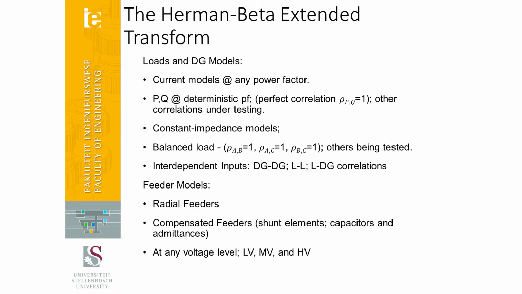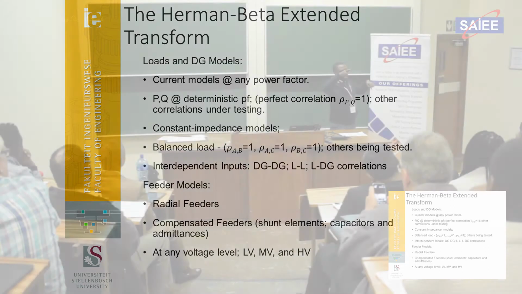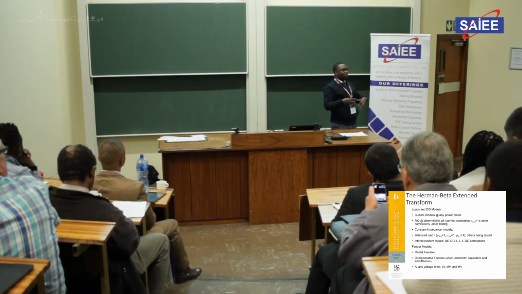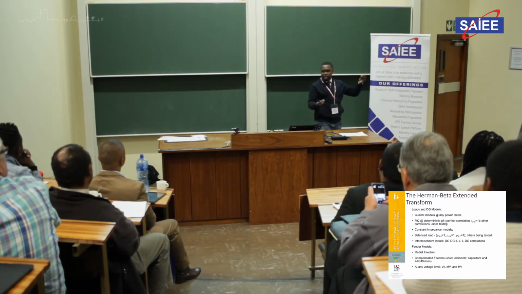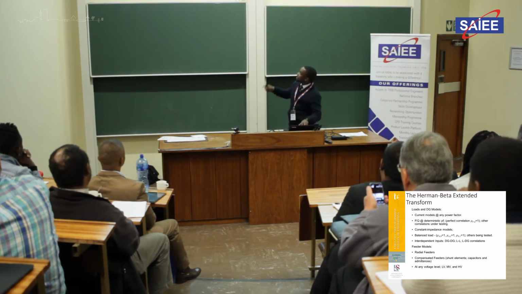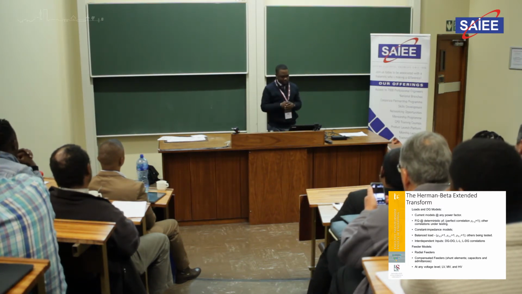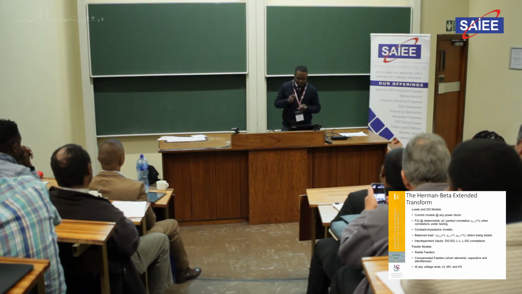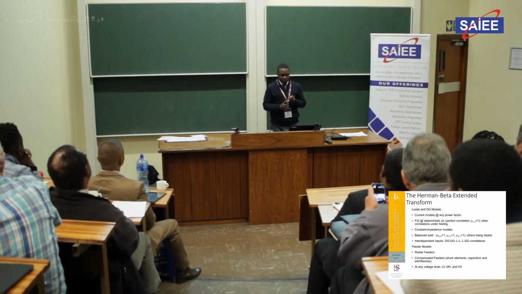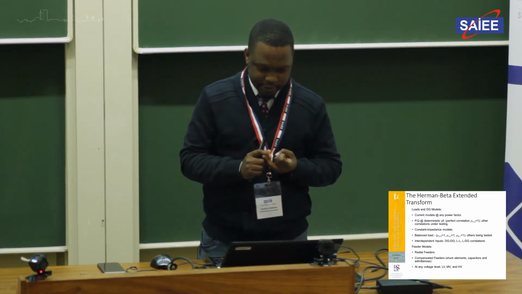The reason why I say this, because you might think that the old algorithm still catered for balanced loads, but a balanced load is not balanced unless its phase currents are correlated as well. They need to move together. Because if they are random, then it can happen that in one phase, the current is 60, in the other is 10, which actually is a high unbalance as well. So there has to be a correlation included in the balanced loads analysis. Then also, we can now do interdependent inputs for DG to DG correlation, between loads, and between loads and DGs.